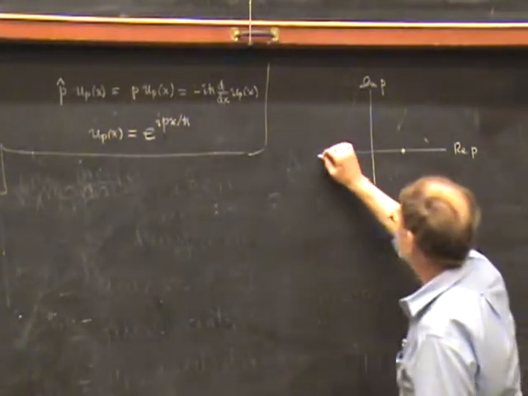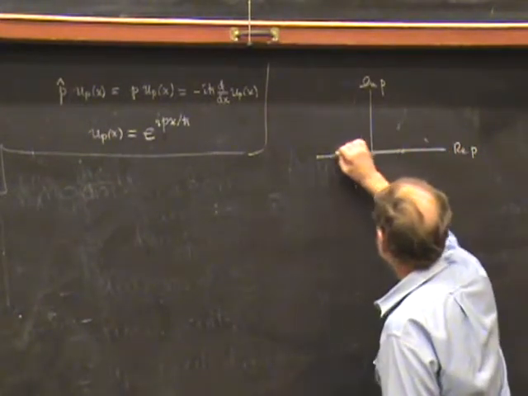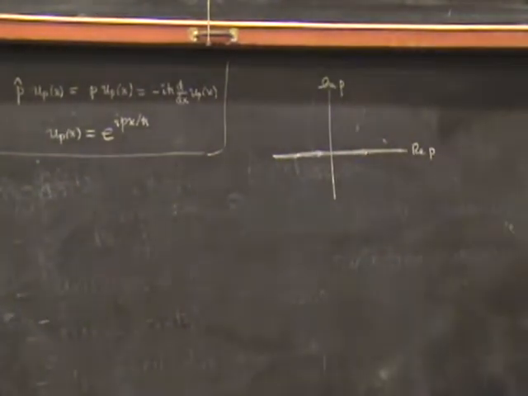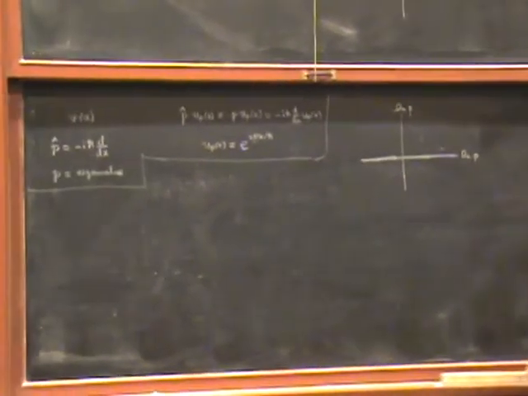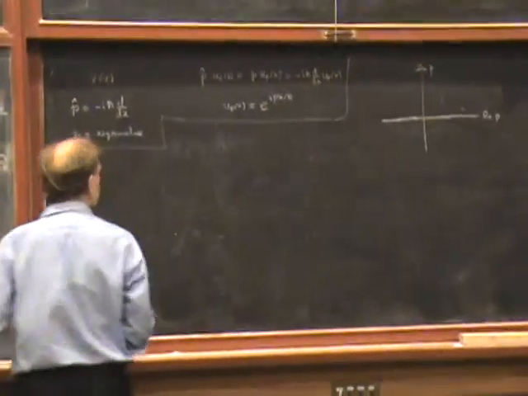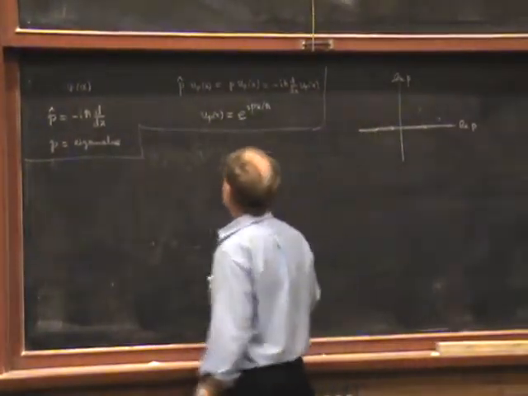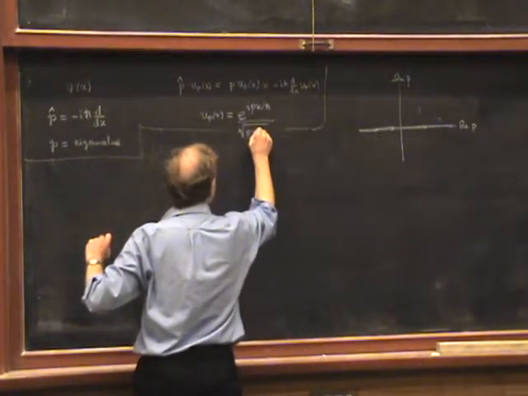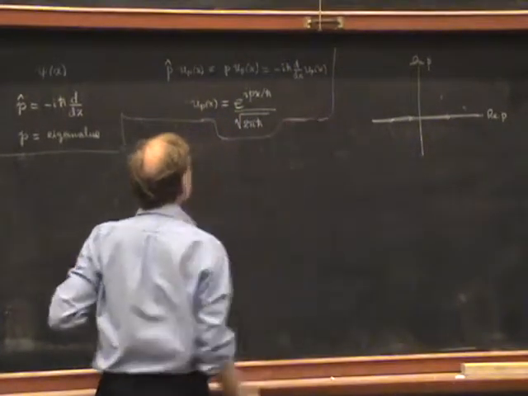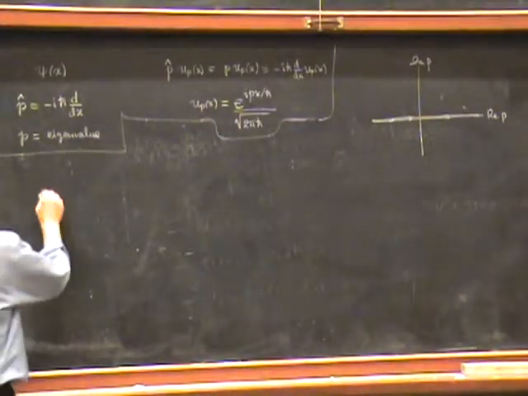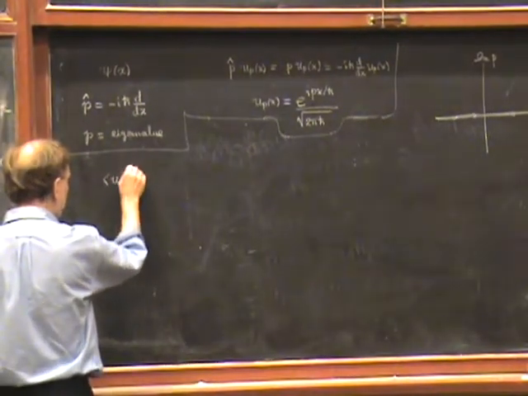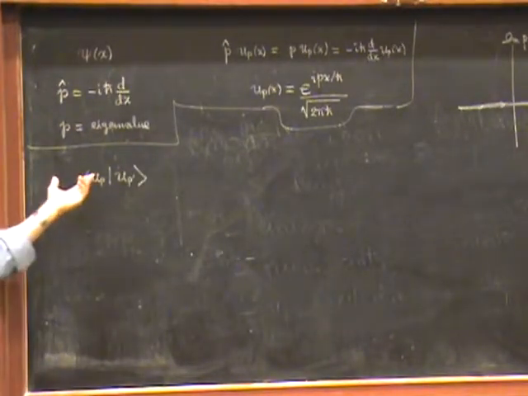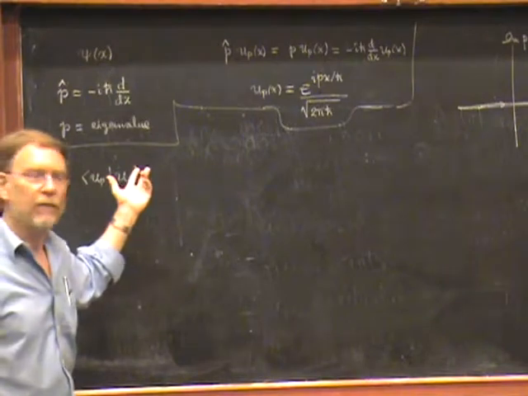In the first place, we restrict consideration to just real values of the momentum. This, of course, follows the case of finite dimensions in which Hermitian operators have real eigenvalues. If we do that, then we can take this eigenfunction u_p of x and normalize it by dividing by the square root of 2 pi h bar, just a normalization constant. The reason for doing that is that if I take the scalar product of u_p with, let's say, u_p prime, the idea here is to investigate the orthonormality relations of these eigenfunctions.